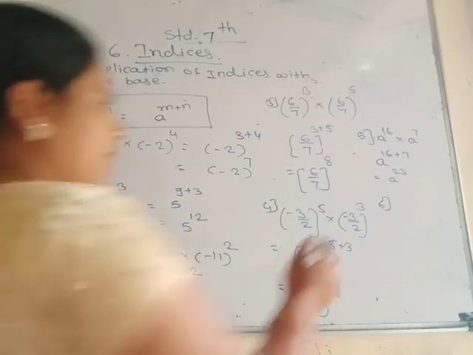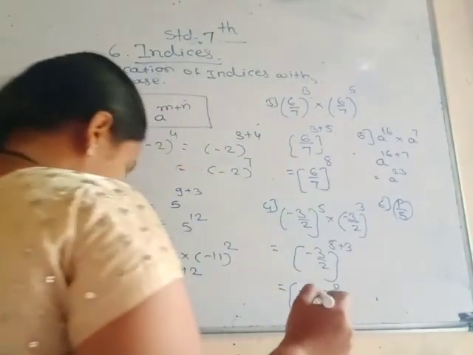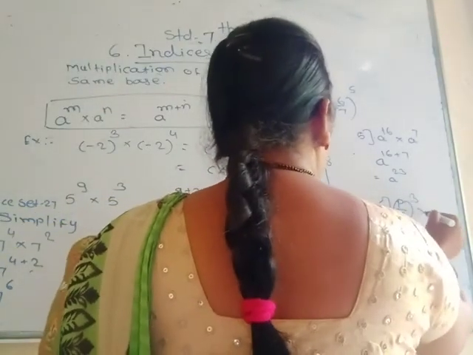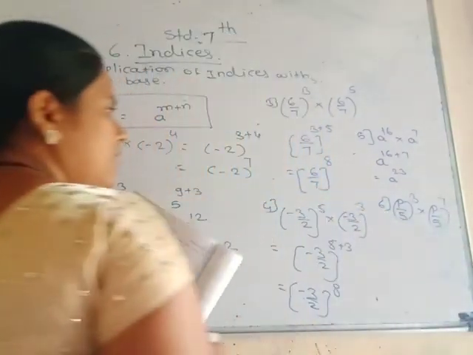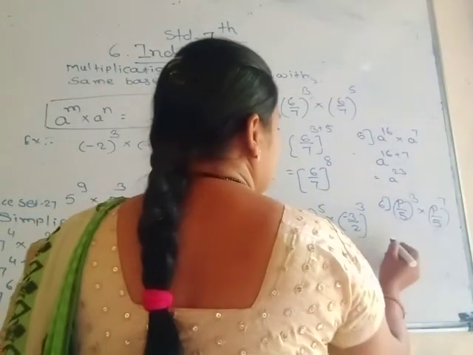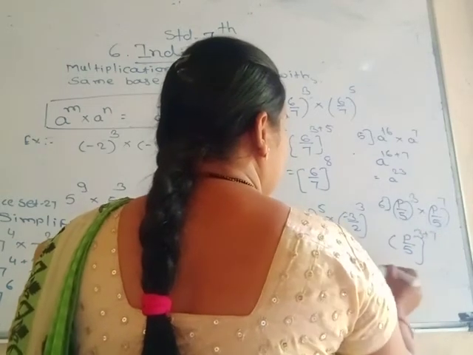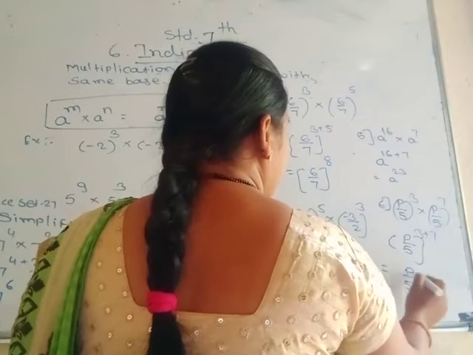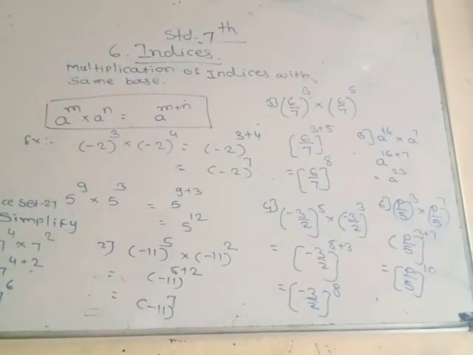Then the sixth one: P divided by 5 raised to the power 3 into P divided by 5 raised to the power 7. The base is the same, P divided by 5, and add the indices, 3 plus 7. P divided by 5 raised to the power 10.